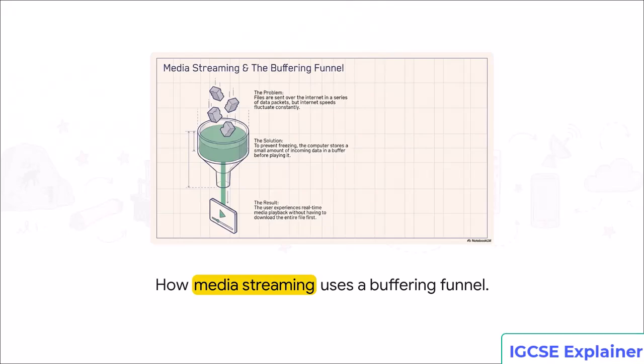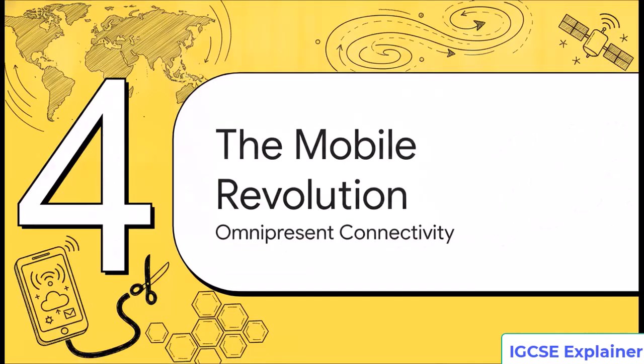Now, what's really interesting here is how streaming works behind the scenes. When you stream a video, you aren't downloading the whole huge file first. Instead, the data is sent over the internet in a series of tiny packets. But since internet speeds constantly fluctuate, you'd get endless freezing. The clever fix? A buffering funnel. Basically, your computer grabs a small amount of incoming data and stores it in a buffer before actually playing it on your screen. This creates a nice, steady flow, keeping your videos smooth while it waits for the next data packet to arrive.